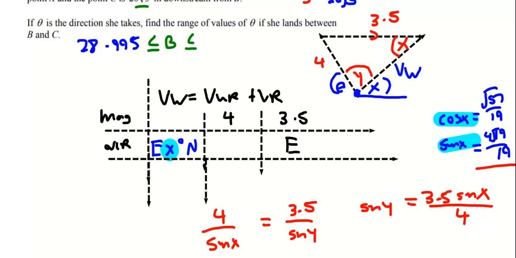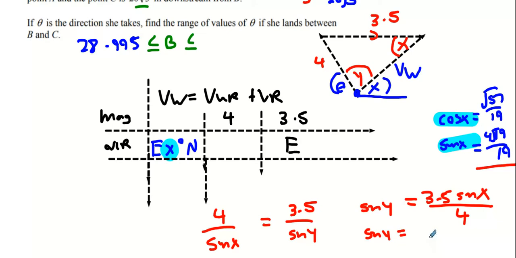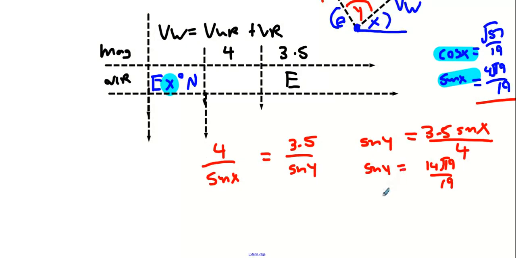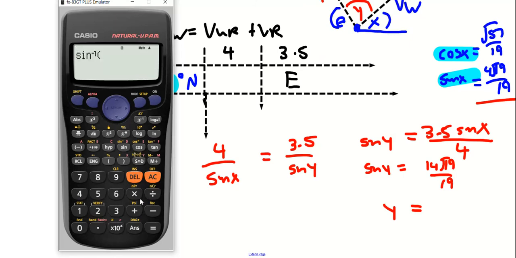Lucky enough, I know the exact value of sine X. So it's going to be 3.5 multiplied by 4 root 19, then I'm going to divide all this by 19. So it's 14 root 19 over 19. Going to sine inverse this to find out what the Y value is. Sine inverse, my answer. Whoa.